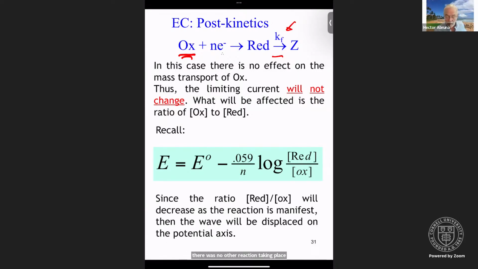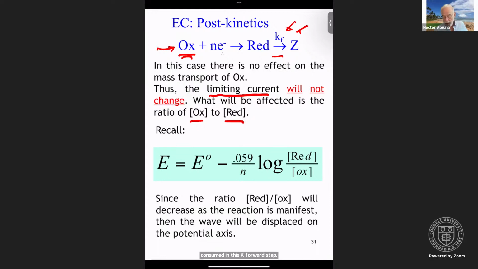And so the first thing to keep in mind is that the normalized limiting current will not change, right? Because ox is not being affected. What will change? Well, if we are consuming red in this reaction, then the ratio of ox to red will change, meaning red will be at a concentration that's lower than would be dictated by the potential because it's being consumed in this K forward step.